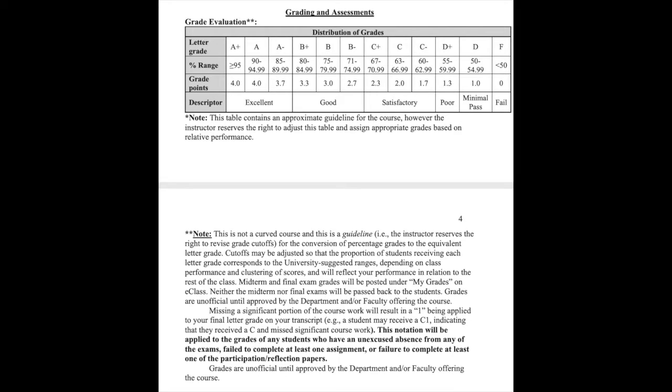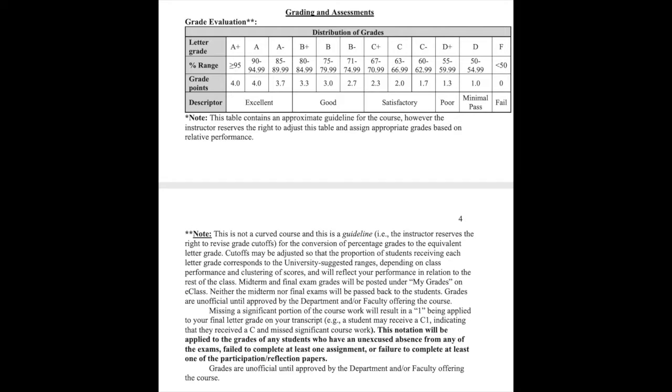Hello everybody, in this video we're going to continue our discussion on the syllabus, focusing on the grading and assessment section. Here you can see a basic breakdown of the distribution or the cutoffs of the grades. It is very standard for the Department of Psychology. It's 95% and above as an A+, 90 to 94.99 as an A, 85 to 89.99 as an A-, and so forth.